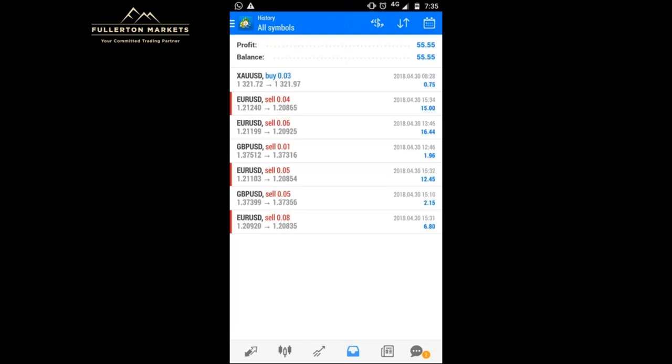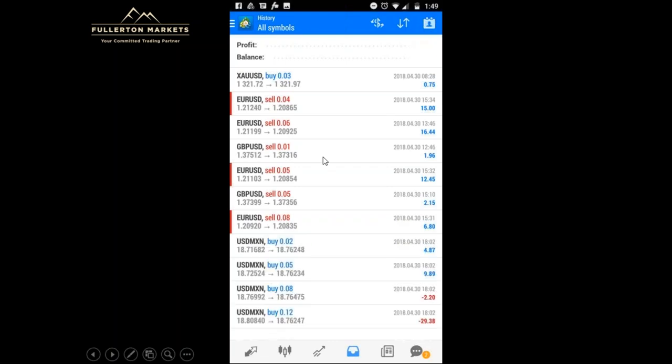Look at this one, 0.03, 0.04, 0.06, adding to the trades, okay, 0.01, a little bit bigger here. If you want to trade bigger, okay, total for the day, $55. And then down here, got a little bit of a problem. Started off well, 0.02, 0.05, 0.08, really increasing the trades, and then moving up to a mini lot of 0.12.